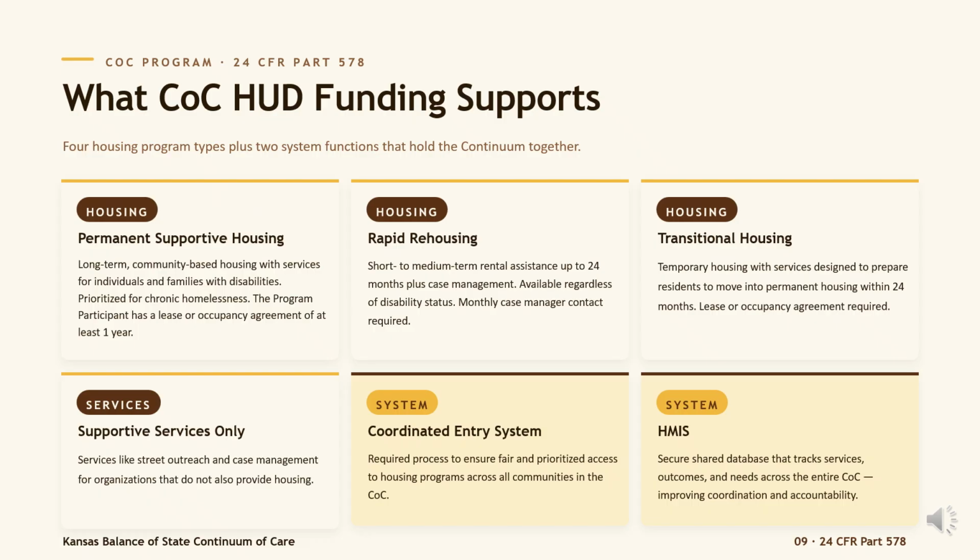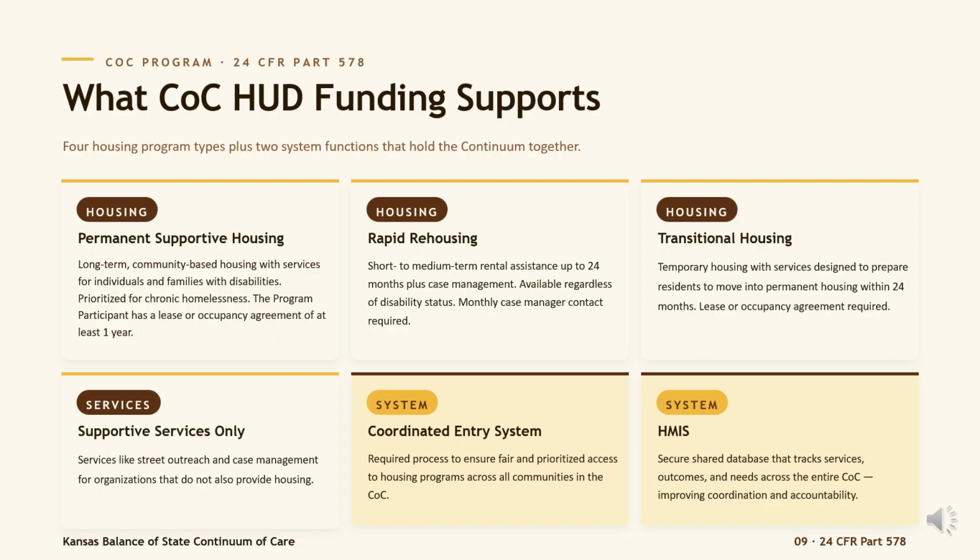The COC program supports 6 different kinds of activities: permanent supportive housing, long-term housing with services for people with disabilities, prioritized for those experiencing chronic homelessness; rapid rehousing, short to medium-term rental assistance up to 24 months with case management, available to individuals and families regardless of disability status, and monthly case manager contact is required.